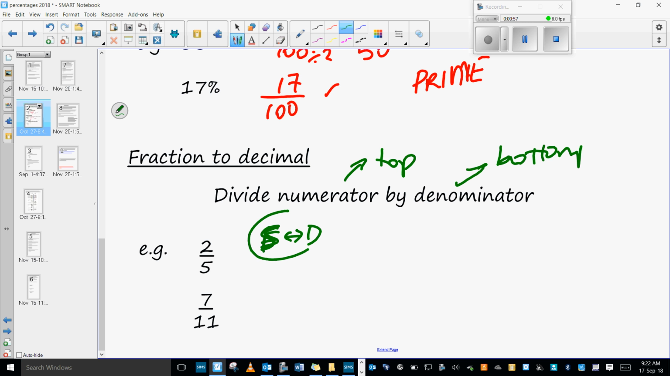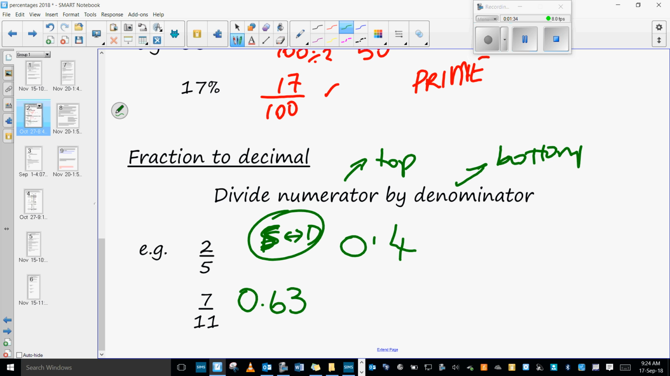So who can tell me what 2 over 5 is? Kaya? 0.4. Let's get back to the top. So 7 over 11. Have we done that on the calc? Yeah. James? 0.63. Correct.